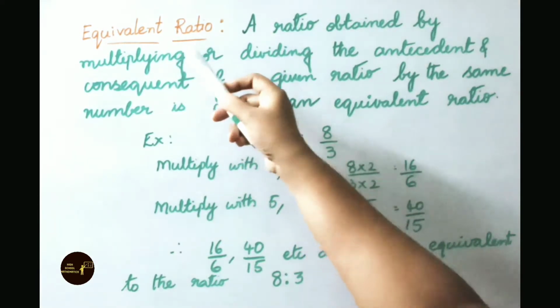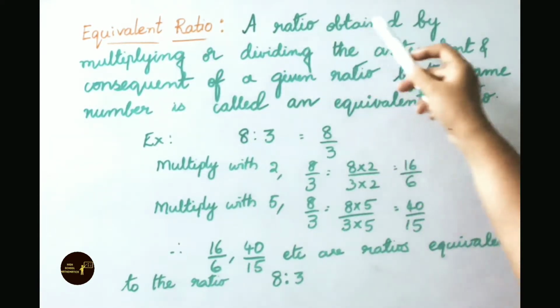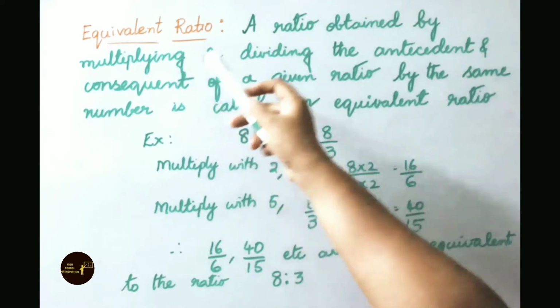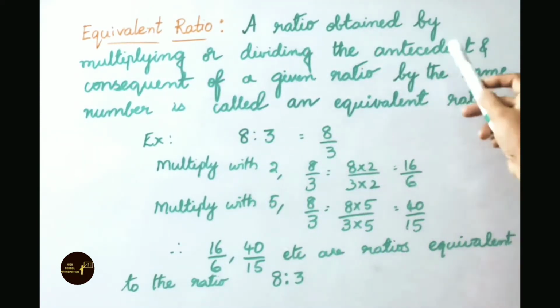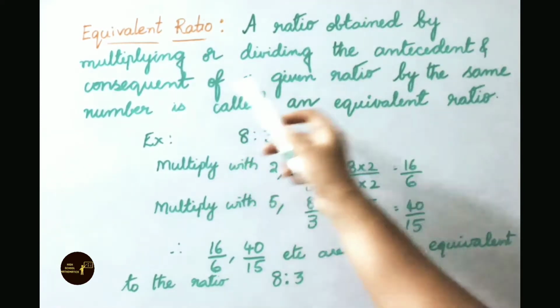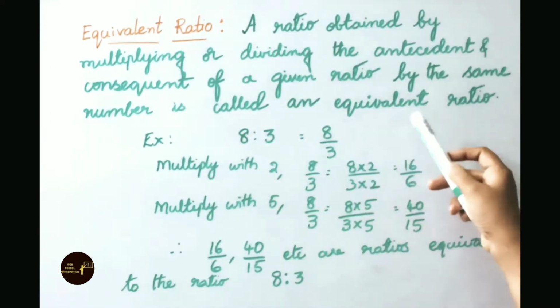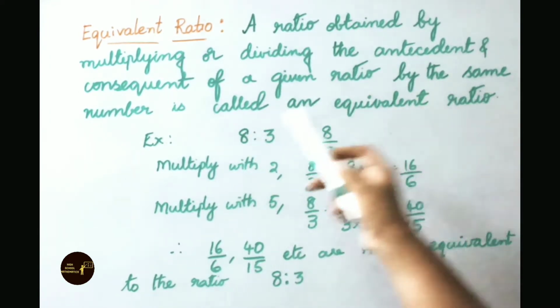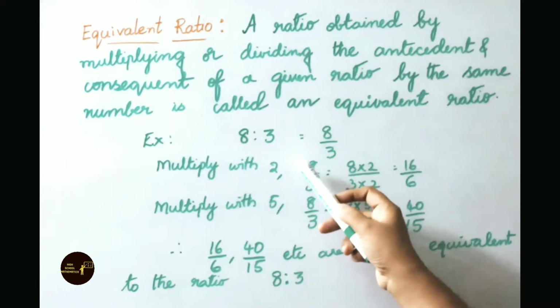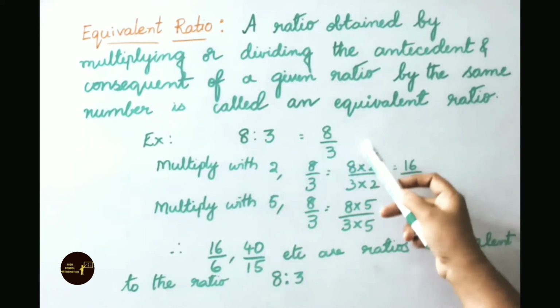See now equivalent ratio. A ratio obtained by multiplying or dividing the antecedent and consequent of a given ratio by the same number is called an equivalent ratio. Let us see an example, 8 is to 3. This can be written as 8 by 3.